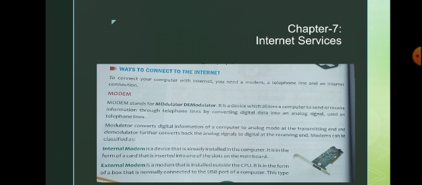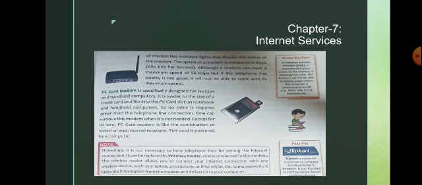This type of modem has indicator lights that display the status of the modem, and the speed of modem is measured in kbps, which means kilobits per second. Although a modem can have a maximum speed of 56 kilobits per second, if the telephone line's quality is not good, it will not be able to work with its maximum speed.